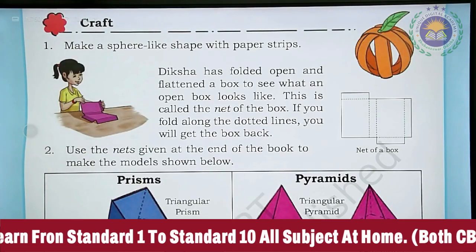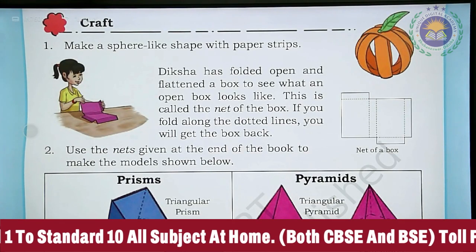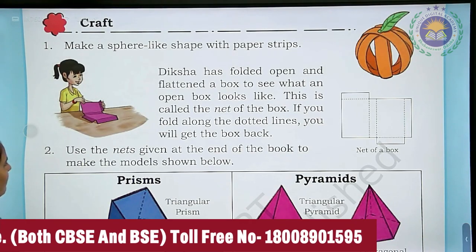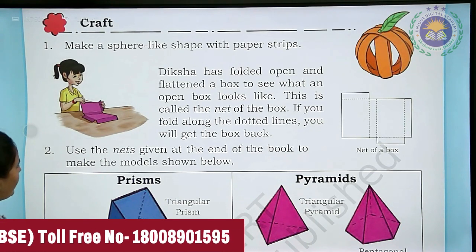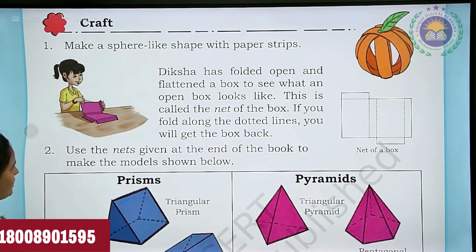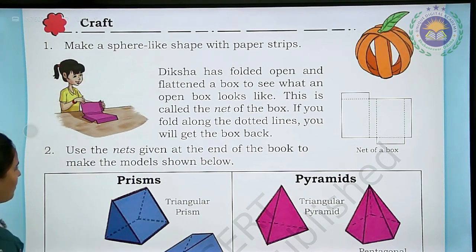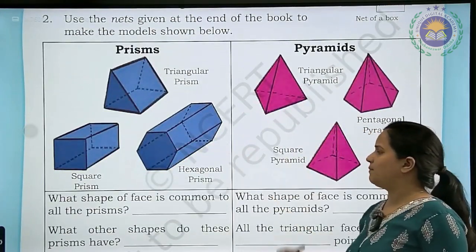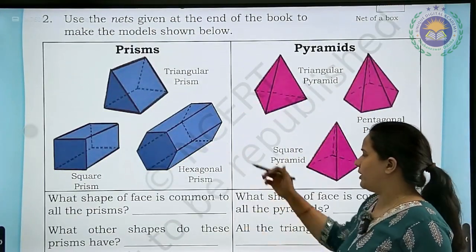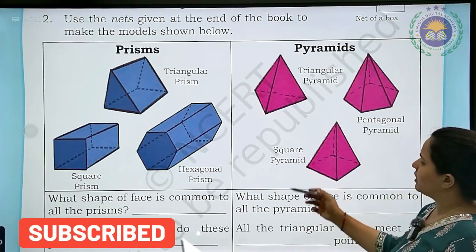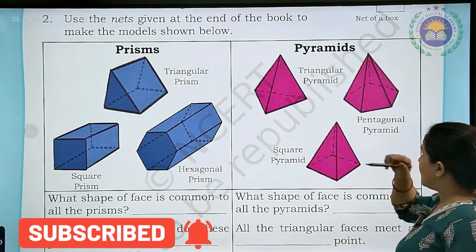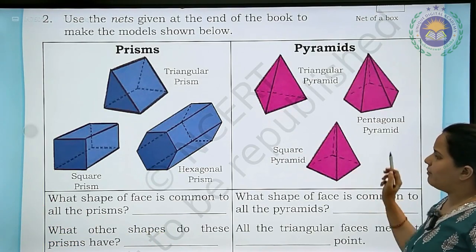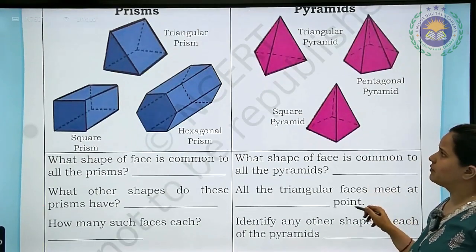Make a sphere-like shape with the proper strips. Diksha has folded open and flattened a box to see what an open box looks like. You can also use papers to make all these things, like the triangular prism, the cuboid, cube, hexagonal prism, triangular pyramid and square pyramid. You can make these by using your paper.